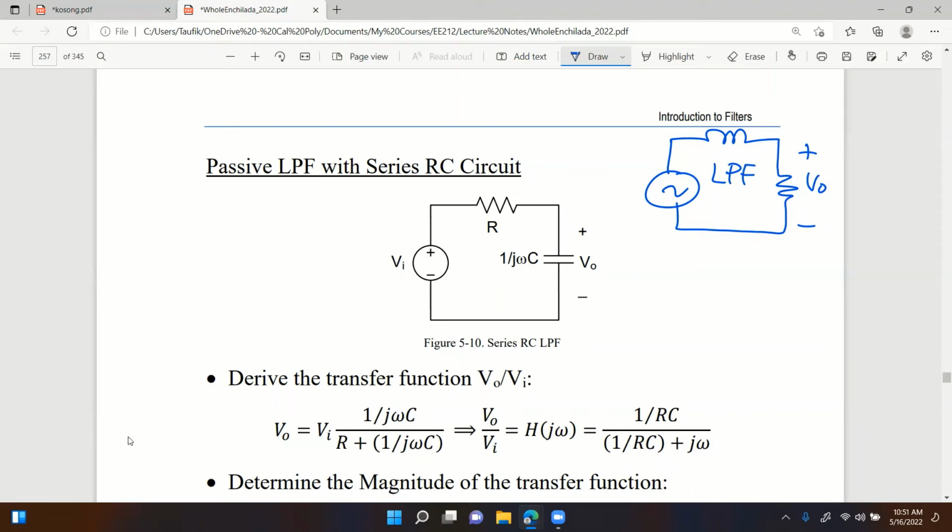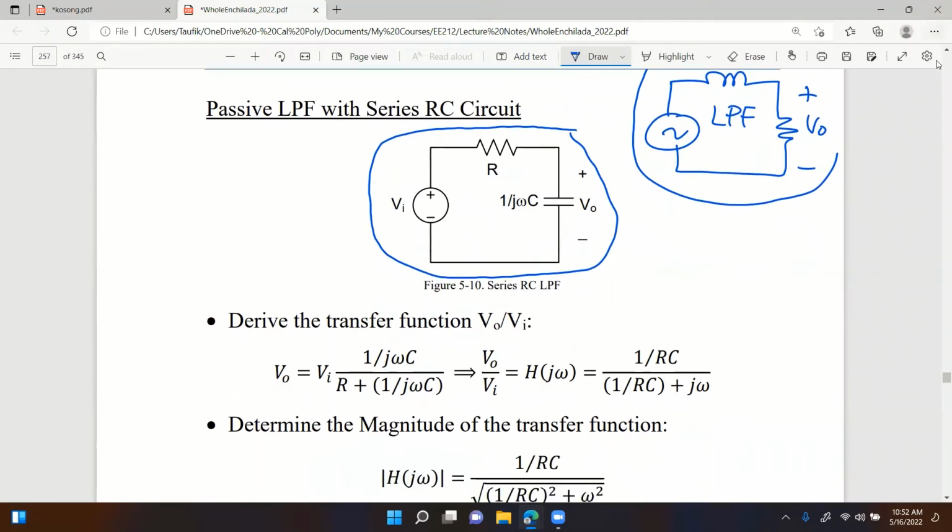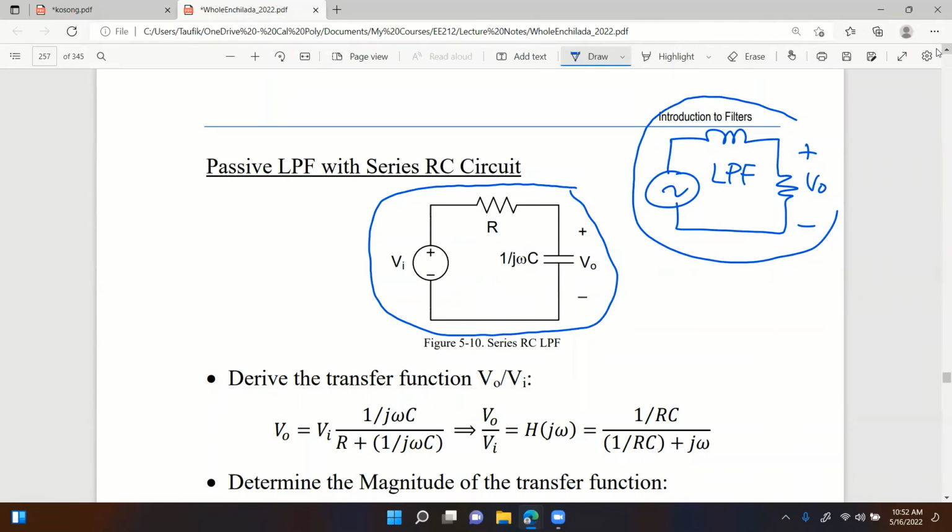Out of these two, however, on paper it doesn't matter which one you choose for a low pass filter. But in practice, people use the RC filter more than the RL filter. Why is it that RC is more commonly used than RL? Any guess?